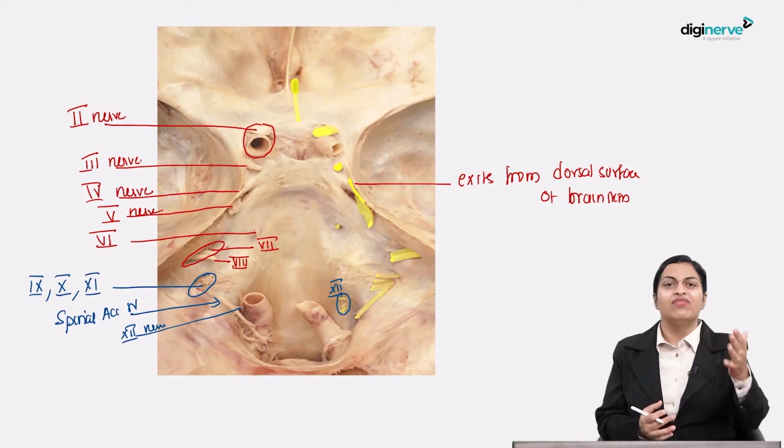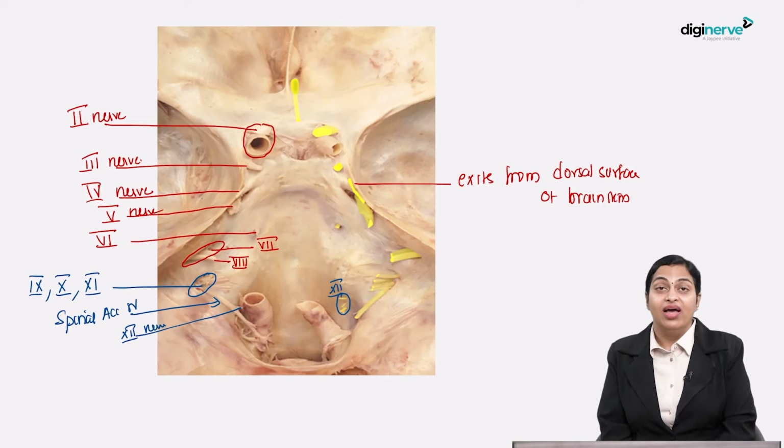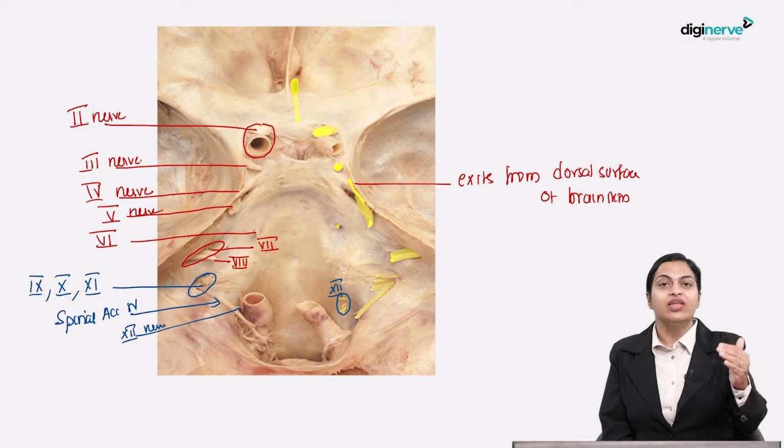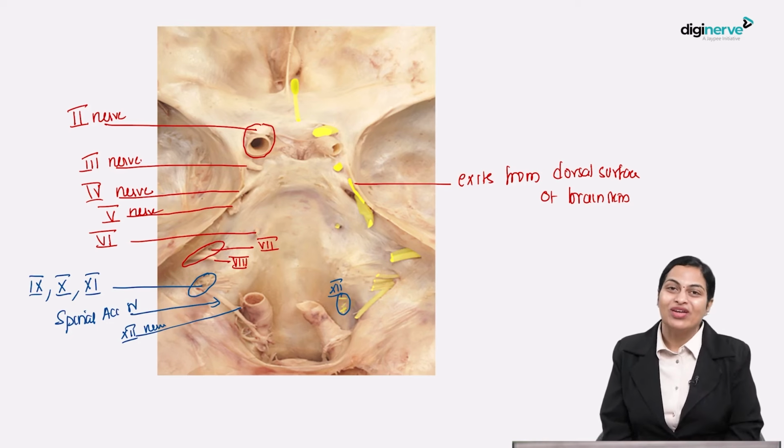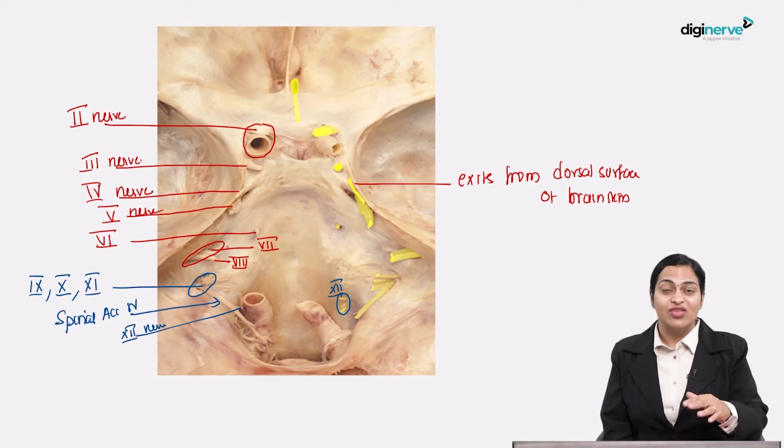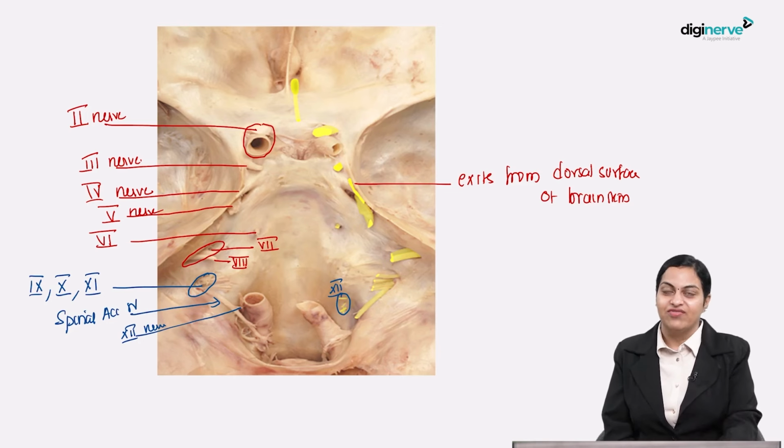So this is a very, very important high yield image showing the cranial nerve exit in the cranial cavity. Okay, so definitely you should be able to identify, because no one is going to ask you for an identification. The question is going to be related to the identified structure. Okay, so make sure you're thorough with the identification of these cranial nerves, right?